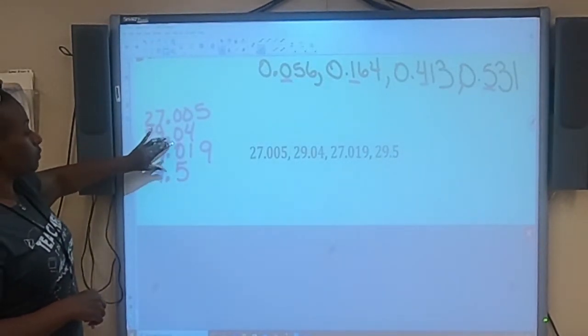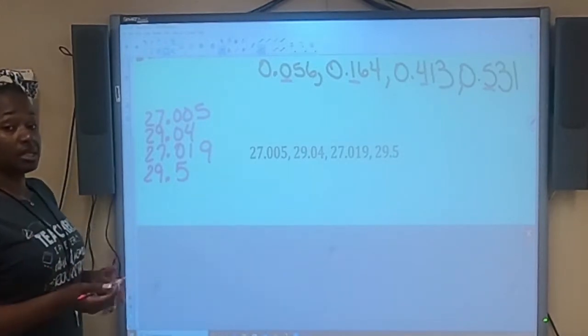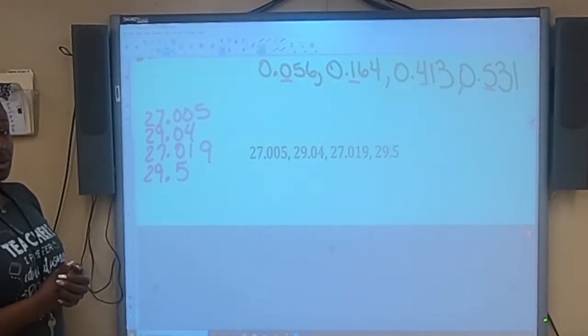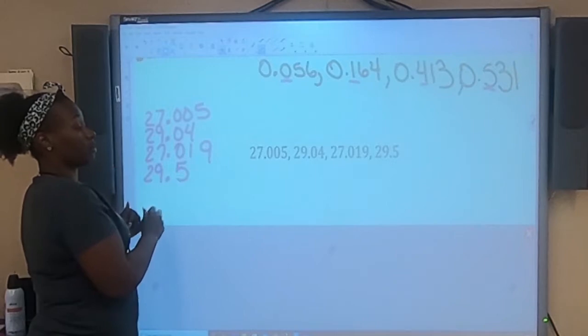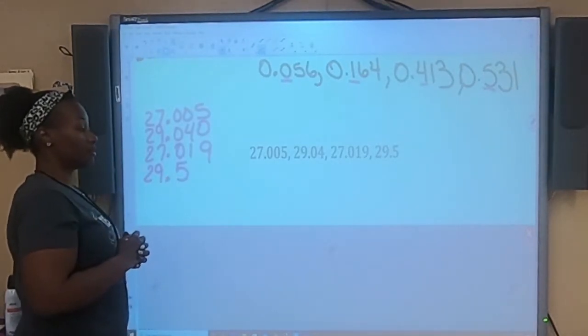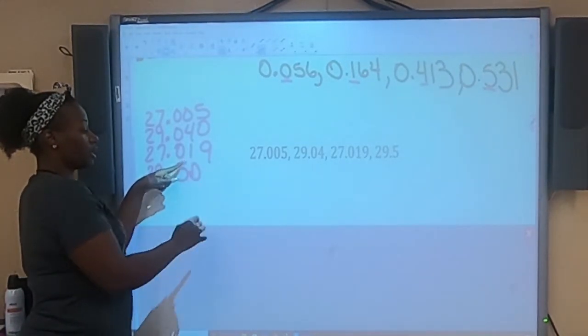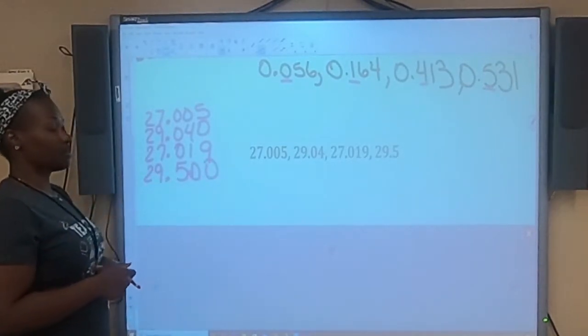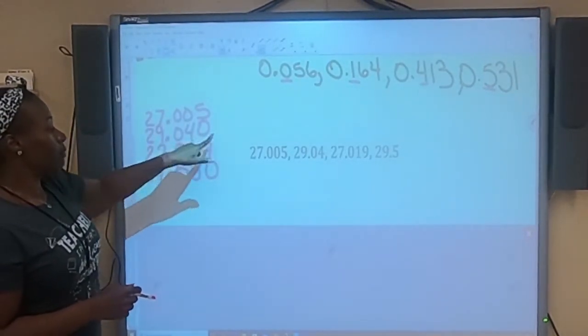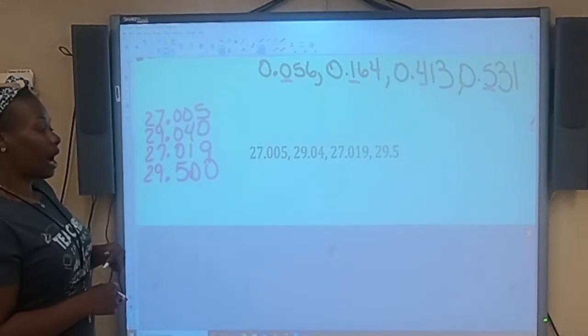Notice 2 of my numbers are not the same length. Easy fix. Simply add a placeholder to make them have the same number of digits. So I'm going to put a 0 in the thousandths place. I'm going to put a 0 in the hundredths place, a 0 in the thousandths place. Now they all have the same number of digits. I'm ready to compare.